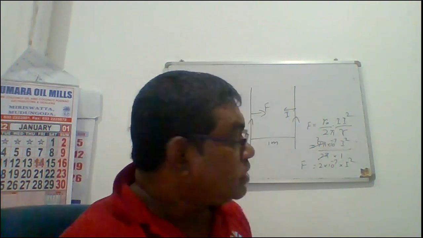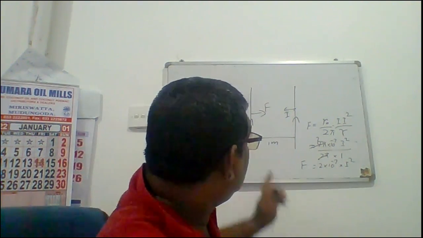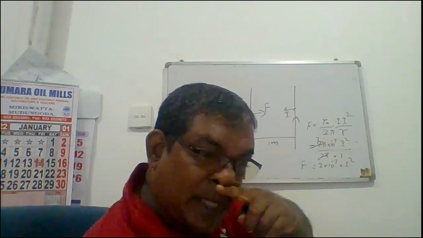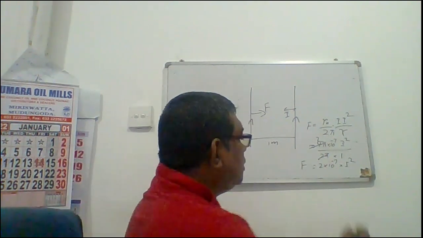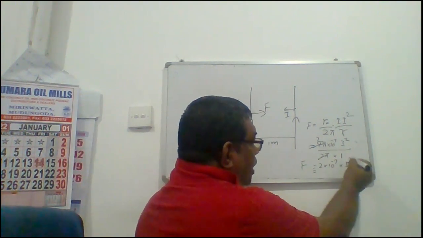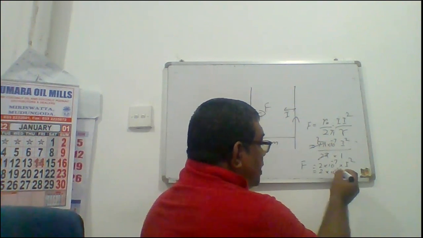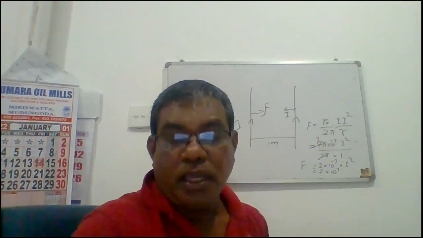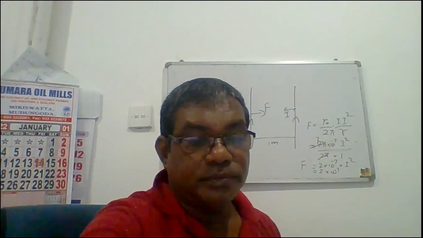Suppose I is equal to 1, when 1 ampere is passing through there. Then I squared is equal to 1. So finally F is equal to 2 into 10 to the power minus 7.